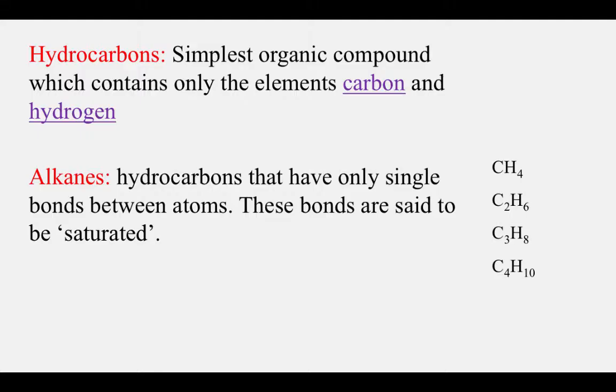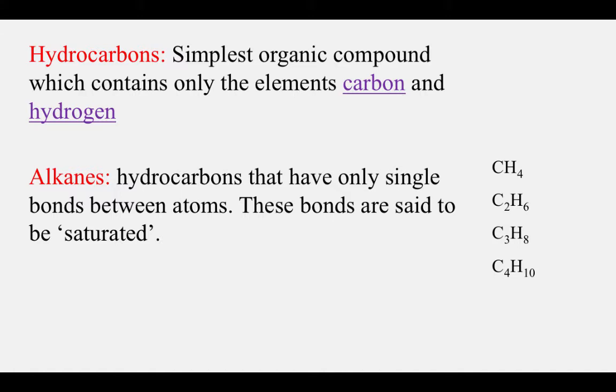We're going to be talking about what are called alkanes, alkenes, and alkynes. To start off, all three of those words belong in a category called hydrocarbon. A hydrocarbon is just a simple organic compound which contains simply carbon and hydrogen. If it has those two elements together with nothing else, then it's a hydrocarbon.